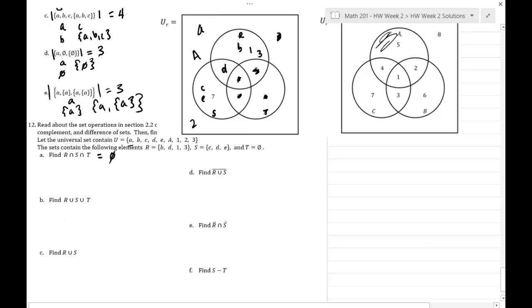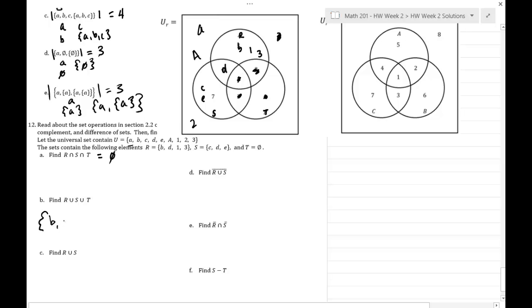So if we were to draw a Venn diagram, we'd have regions 5, 4, 1, 2, 3, 6, 7. So all of this would be in the union. So you're going to combine all elements in each of these regions. If it's in R, I'm going to list it. If it's in S, I'm going to list it. If it's in T, I'm going to list it.